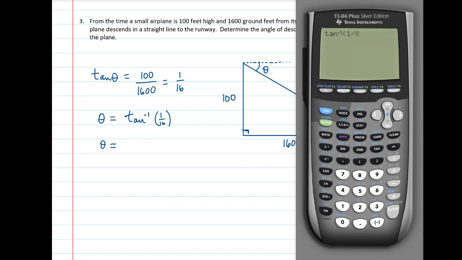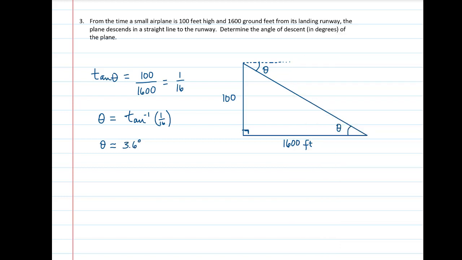And again, since you want your answer in degrees, you want to make sure your mode is in degrees so that your answer is in degrees. And there it is. Your answer is going to be, and let's round it to just one decimal place here, 3.6. So this angle of descent is 3.6 degrees roughly. Okay, so notice how to find the angle, we are now going to be using our inverse trigonometric functions, right, to undo the process and be able to find those angles there.